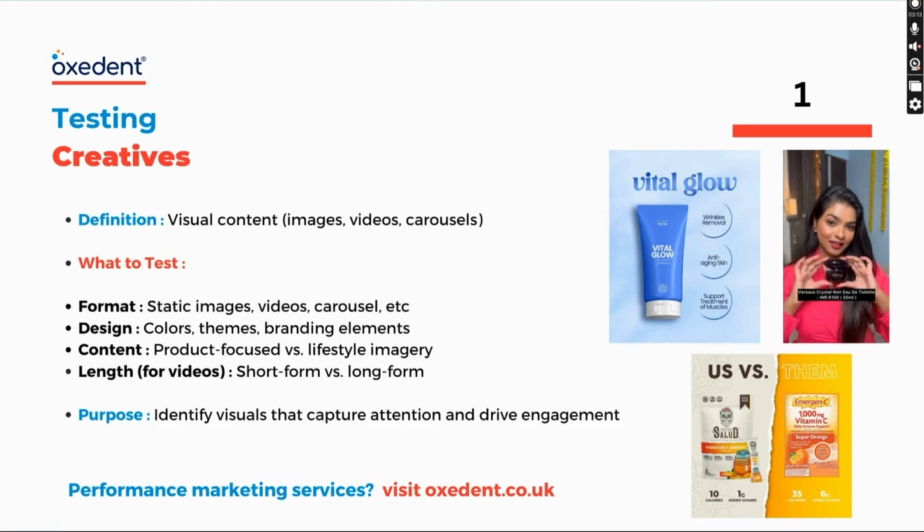This is the visual content of your ad. Images, videos, carousels. The goal here is to catch the audience's attention. Test different formats like static images versus videos. Try various designs with different colors and styles. Don't forget to experiment with both product focused images and lifestyle shots that show your product in use. And if you're using videos, test different lengths, short form versus long form. Remember, the creative is the first thing your audience notices, so make it count.